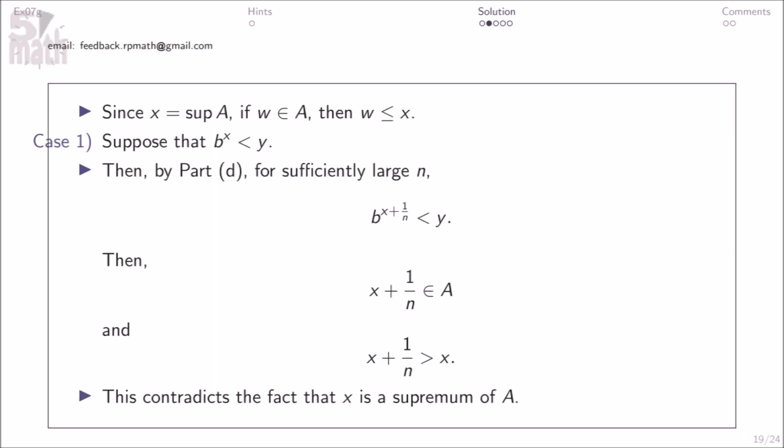Since x = sup A, if w is in A, then w ≤ x. Case 1. Suppose that b^x < y. Then, by part D, for sufficiently large n, b^(x+1/n) < y. Then, x + 1/n is an element of A, and x + 1/n > x. This contradicts the fact that x is the supremum of A.